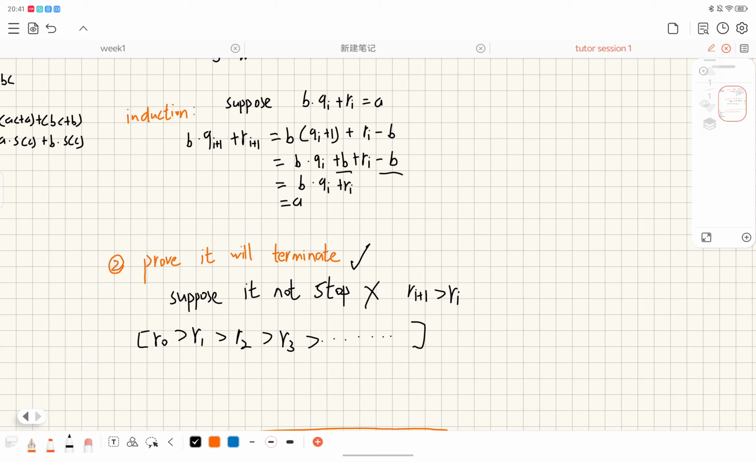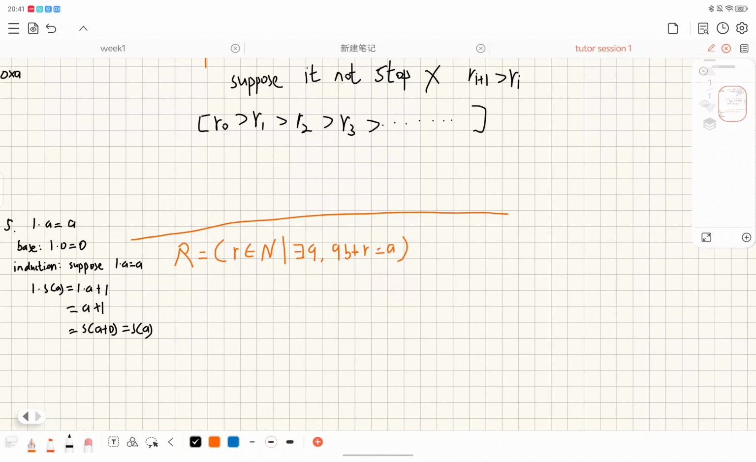Also, remember as we learned in class, the infinite descent is just the same thing as well ordering. So we can use well ordering to show that there exist such Q and R. Here we set a set called R to be all the natural numbers for which there exists some Q so that Q times B plus R equals A.